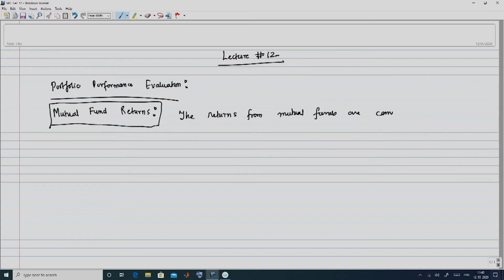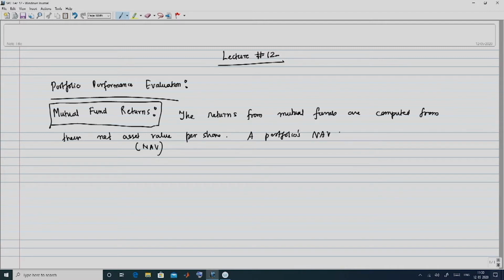are computed from their net asset value per share, and the net asset value is abbreviated as NAV, another term you might be familiar with. And for a portfolio, I have to define what the NAV is.